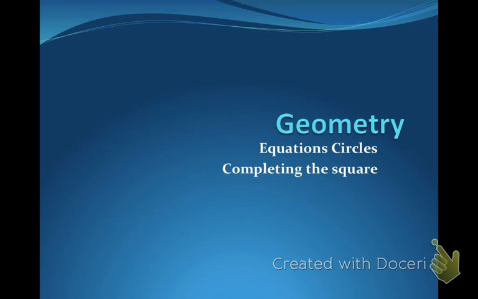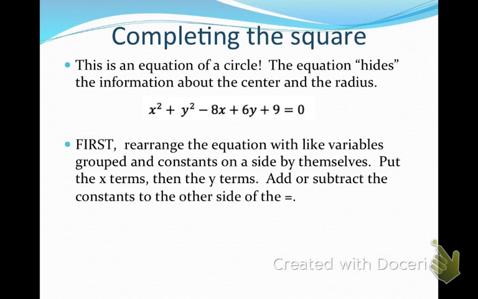Okay, the very last thing that you're going to learn in geometry is how to complete the square of an equation of a circle to find the center point and the radius. Now sometimes I'm going to give you an equation like this one that is an equation of a circle, but it's not in the standard form. So it's not easy to identify the center of the circle or the radius. So what we have to do is take this equation and rewrite it so that it is more like standard form, so we can identify the center and the radius.